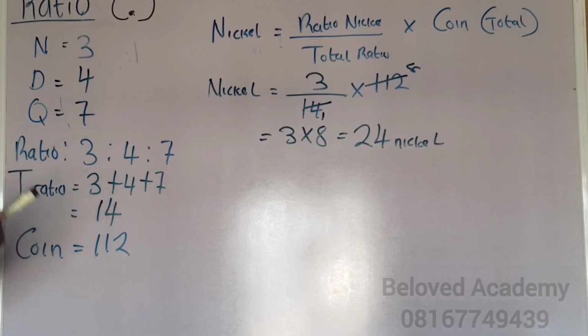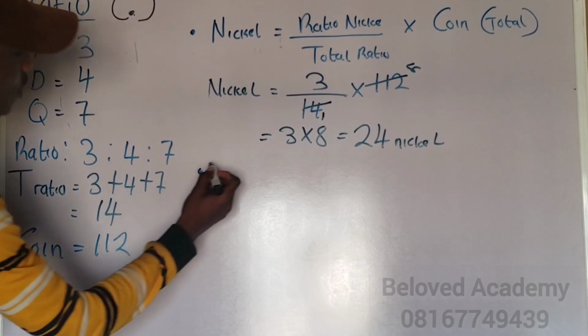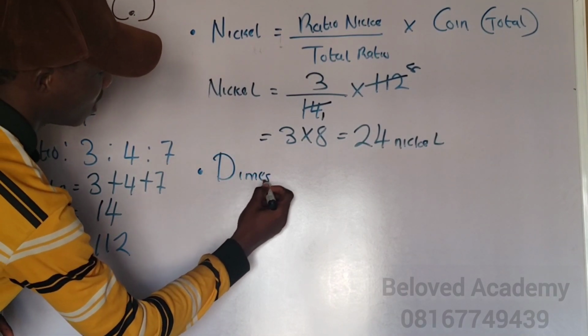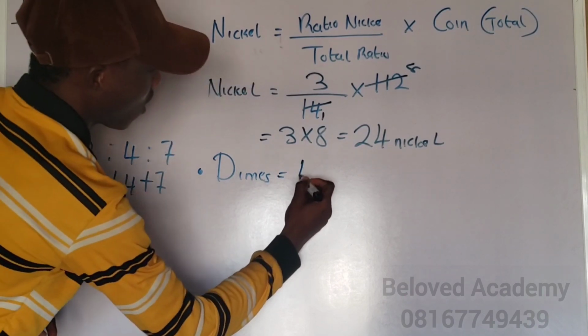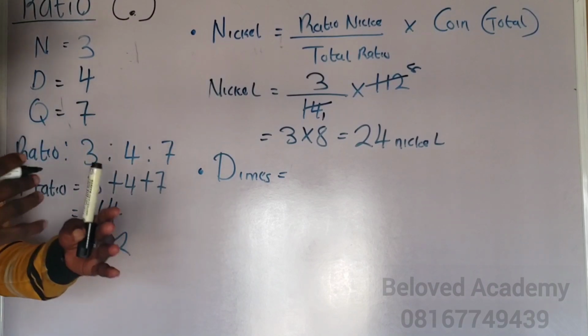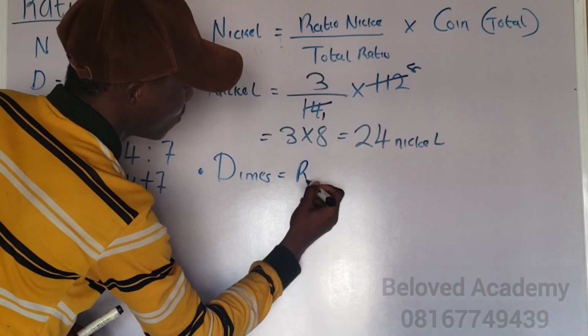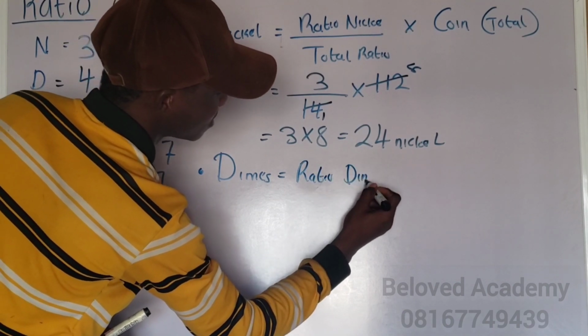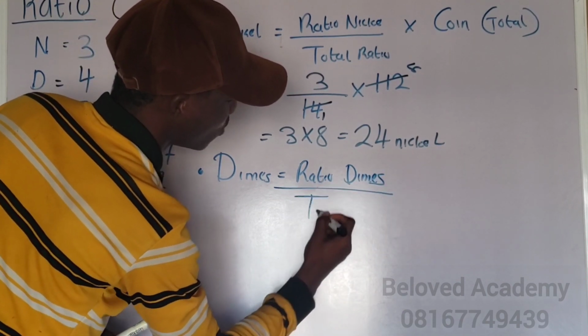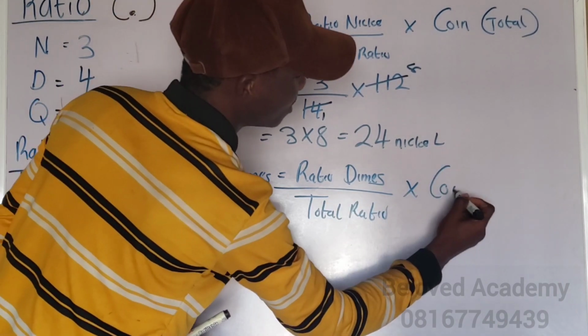Now to determine the number of dime coins present in the jar, you are still going to go with the same step. This is for nickel, don't forget. Now let's go for dimes. Dime is 4. So we are going to have dimes equals 4 all over the total ratio. Let me express the formula: the ratio of dimes all over the total ratio, multiplied by the total coin. You understand?